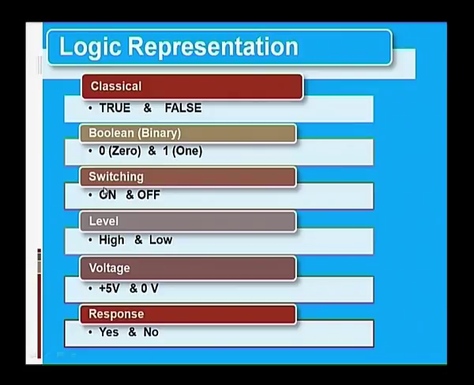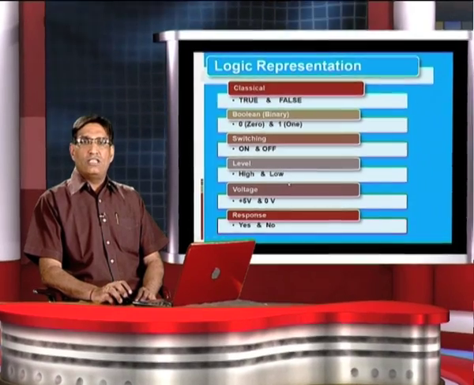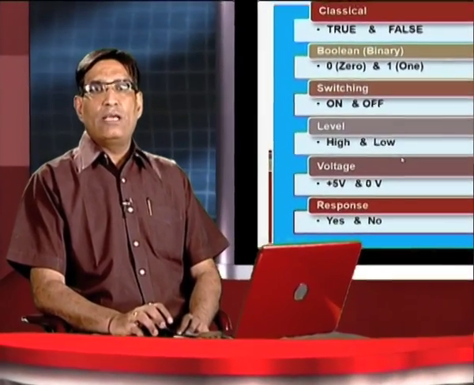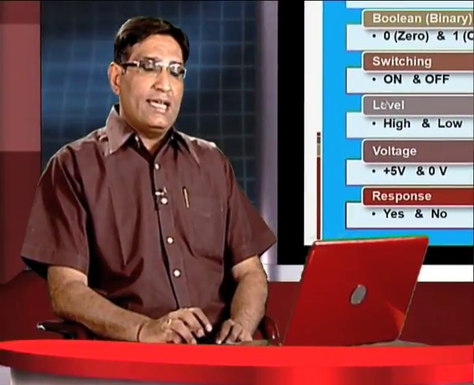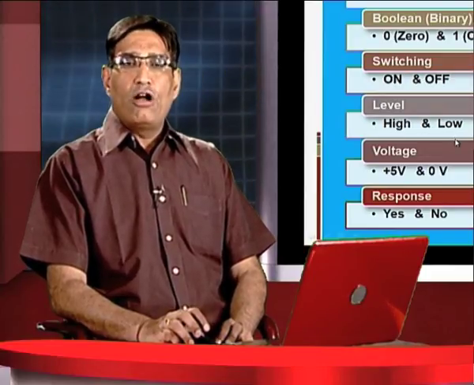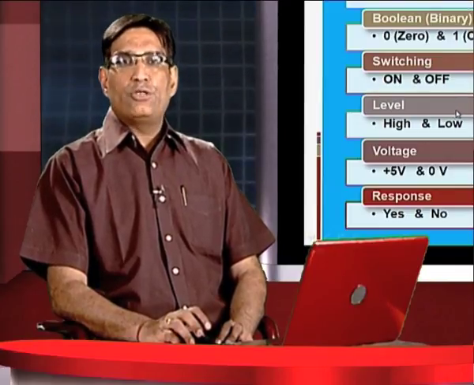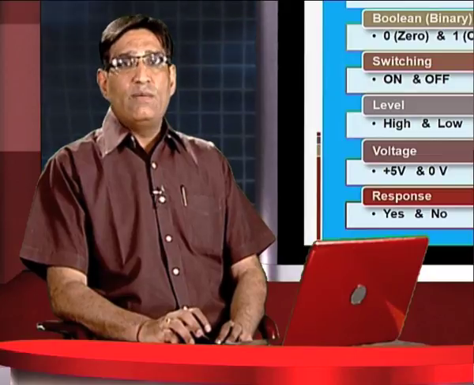If we consider switching logic, then it is represented by on and off. The level logic is represented by high and low. The voltage logic is represented by plus 5 volt and 0 volt, and the response logic is represented by yes and no. That means we can have 6 representations of a logical statement, where one thing we have to keep in mind is that if we are representing in level, then all the representations must be high and low. We should not mix high and false or true and low. That means intermixing should not be done, although they carry similar meaning.